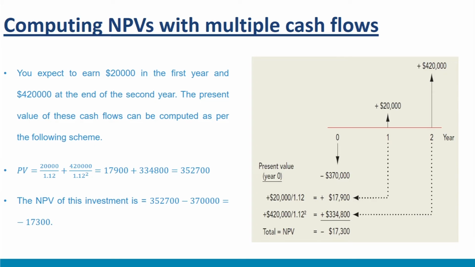Essentially, when we are discounting the expected cash flows from the project, we are trying to estimate the value of a security in financial markets that has the same risk and produces the same stream of cash flows. The computation suggests that an investment that produces $20,000 in year 1 and $420,000 in year 2 has a present value of $352,700 if the opportunity cost of capital is 12%.